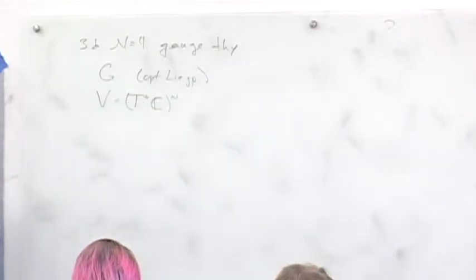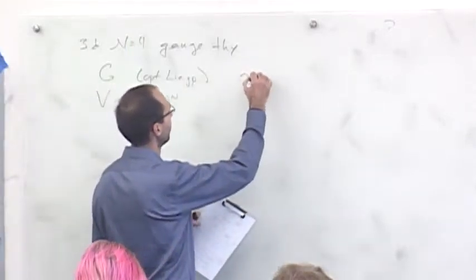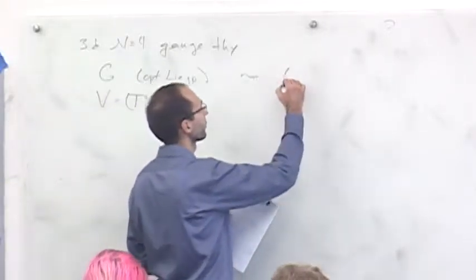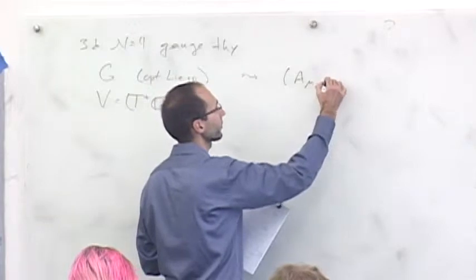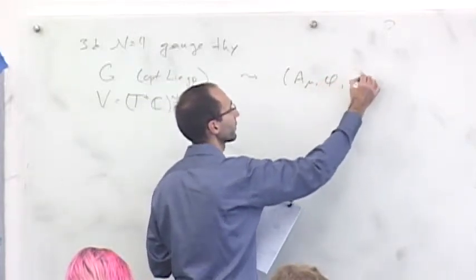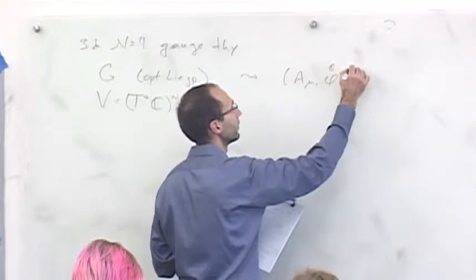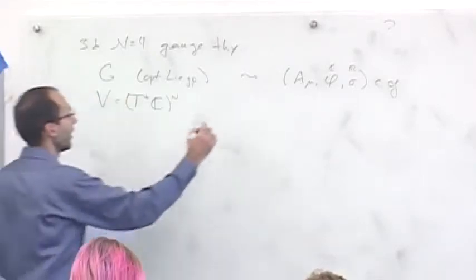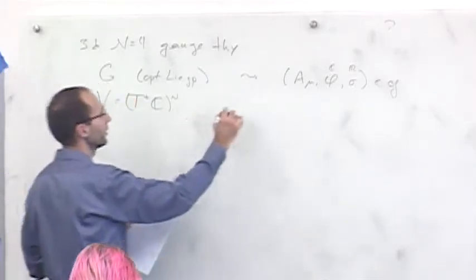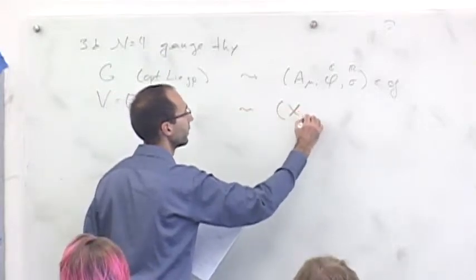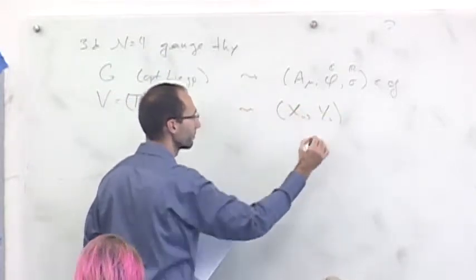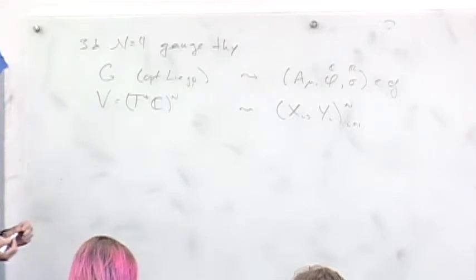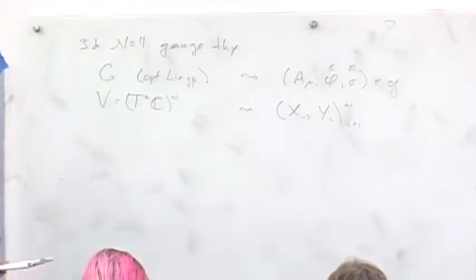In terms of fields, associated to the gauge group there are vector multiplets whose bosonic fields consist of a connection, a complex scalar, and a real scalar, all in the Lie algebra of G. Associated to the representation there are hypermultiplets whose bosonic fields consist of pairs of complex scalars x_i and y_i.